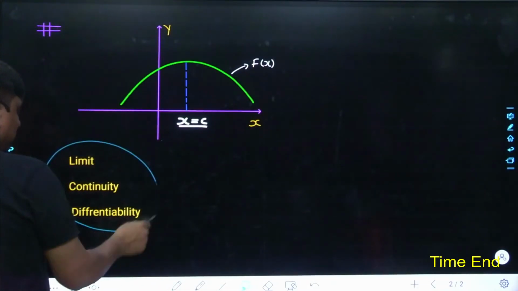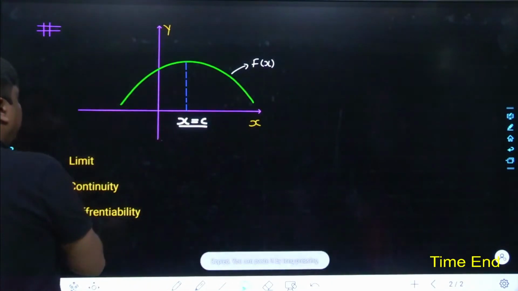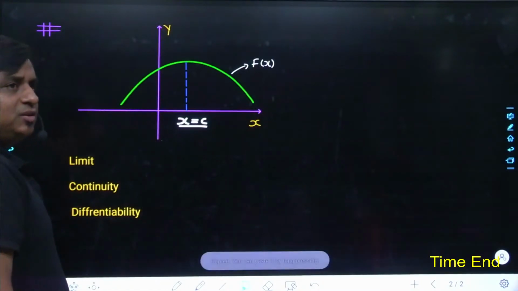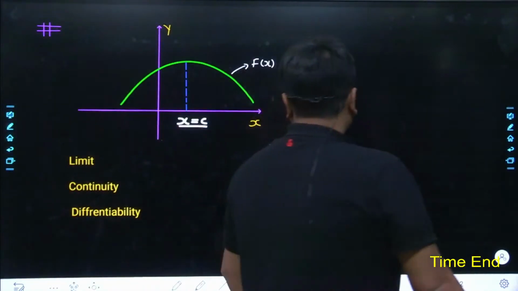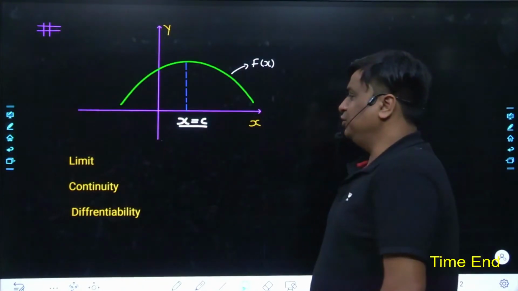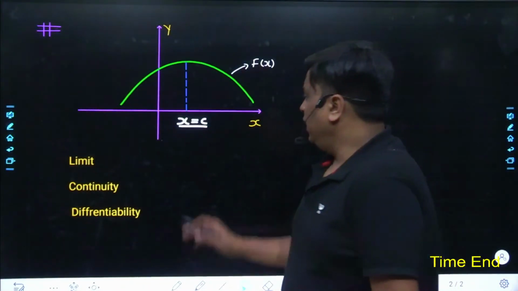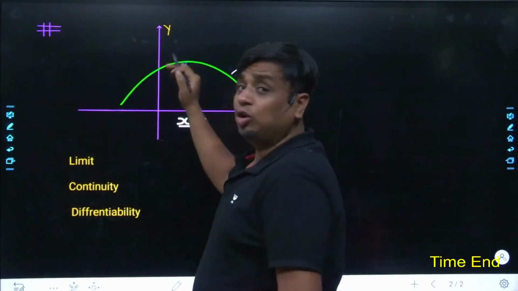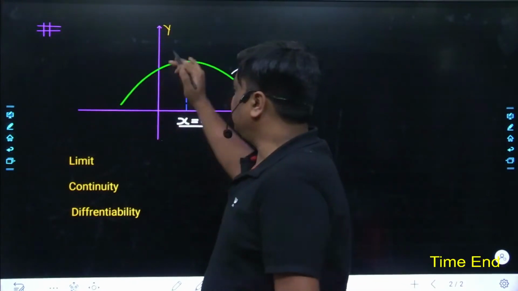So let me focus on this given function and tell me, at the point of interest, that is x equals c, whether the function has a limit, whether the function is continuous, whether the function is differentiable. My dear friend, as you can understand, there is no sudden jerk or sudden change at x equals c.